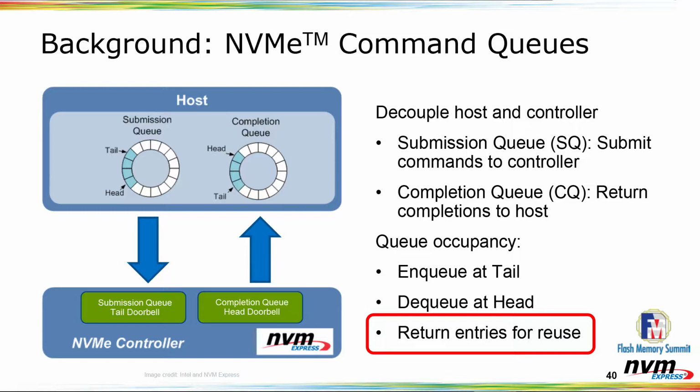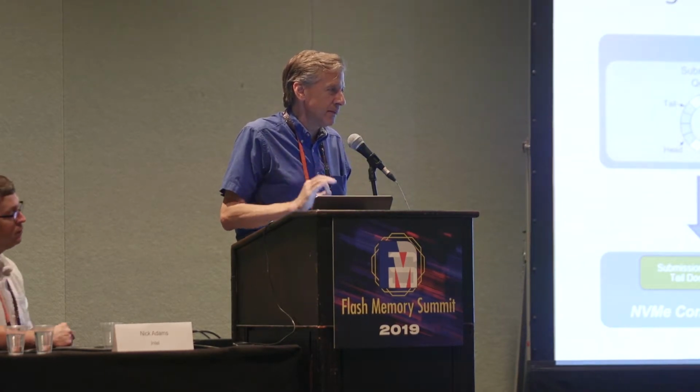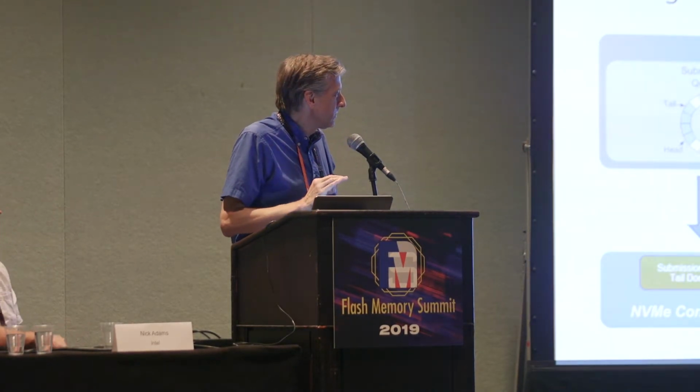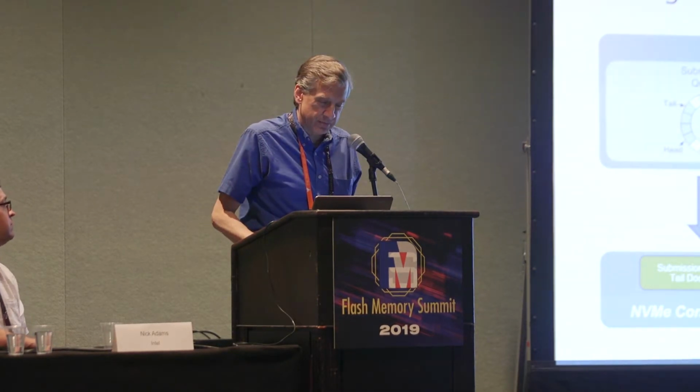And queue occupancy is fairly simple. Enqueue commands or responses at the tail of the queue, dequeue them from the head, and then have some way to return entries for reuse. And, oh, by the way, having somebody return entries for reuse turns out to be the centerpiece of the story I'm going to tell here. So watch, this is going to keep appearing in the next few slides.